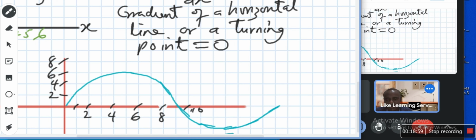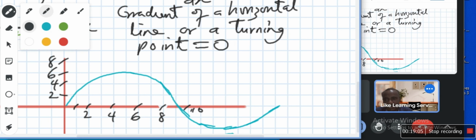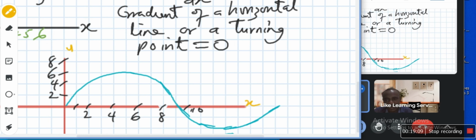Are you ready? Yes, sir. This is the x value, this is the y value. Now, if you're asked to find the gradient at x equal to 2, can you see where x is equal to 2?